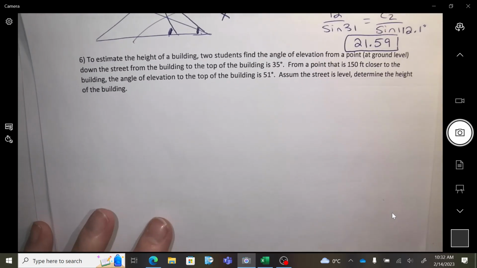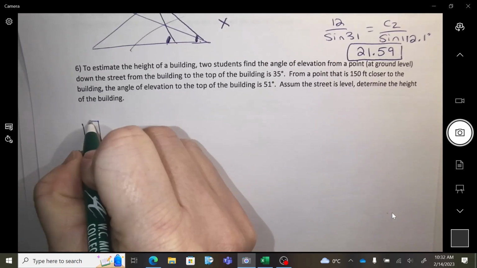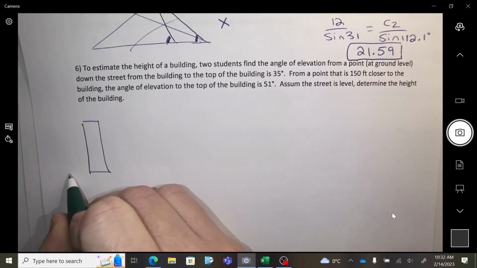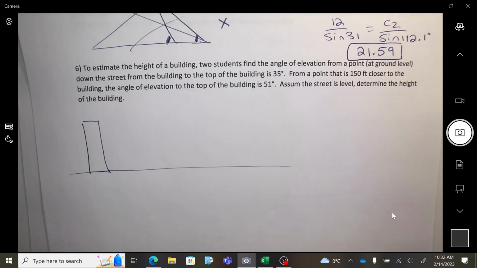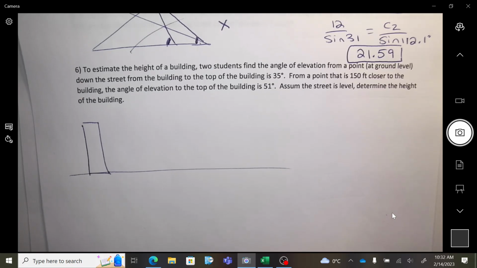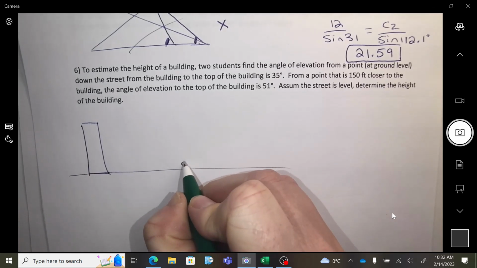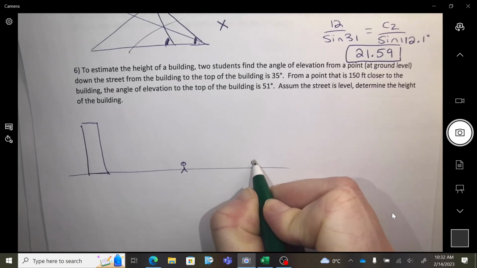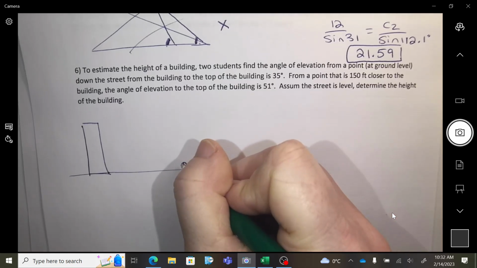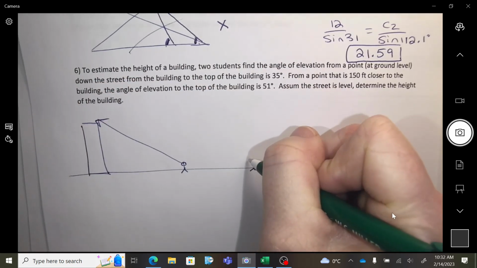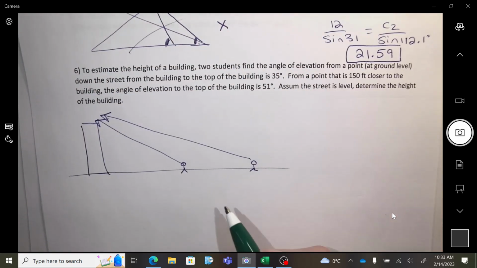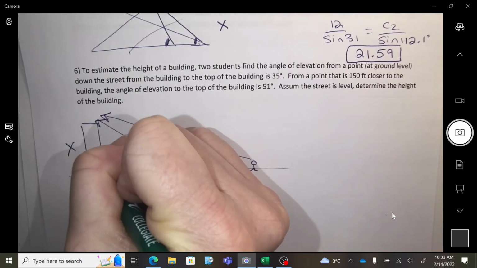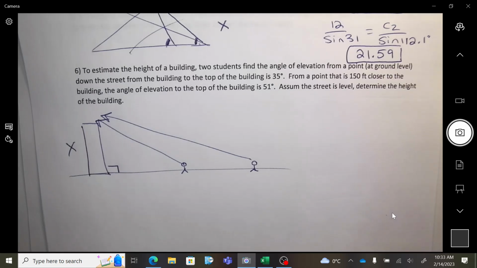Okay, to estimate the height of a building. So we have a building on the ground. Two students find the angle of elevations from a point on the ground, street level. So basically there's a student somewhere and a student somewhere else. Their elevation to the top of the building. We can assume the building is at a 90-degree angle.